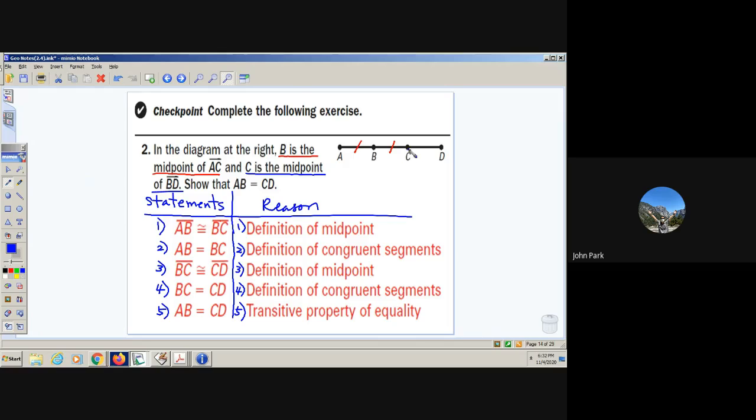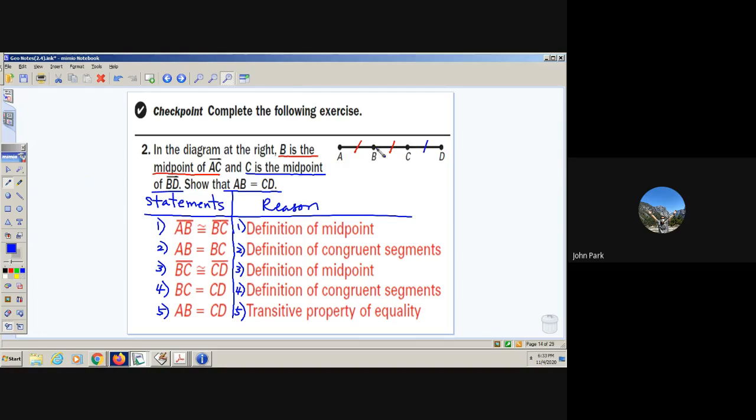So then not only is B the midpoint, so these two are congruent, but C is the midpoint of BD. That means BC and CD are also congruent. So in other words, all three of them will eventually be congruent to each other. So we're supposed to show step by step that AB is equal to CD, the length AB is equal to the length CD.